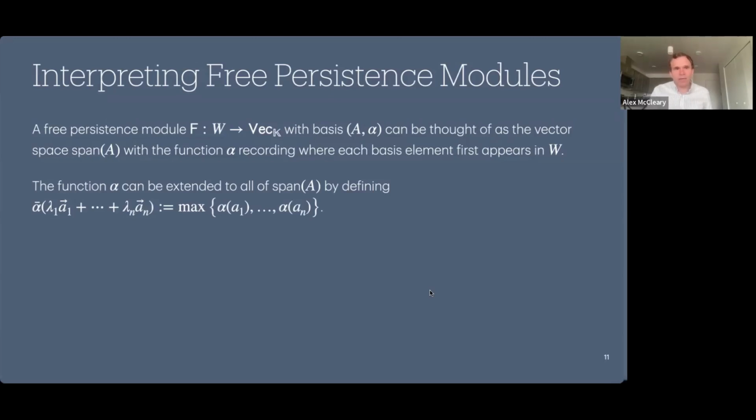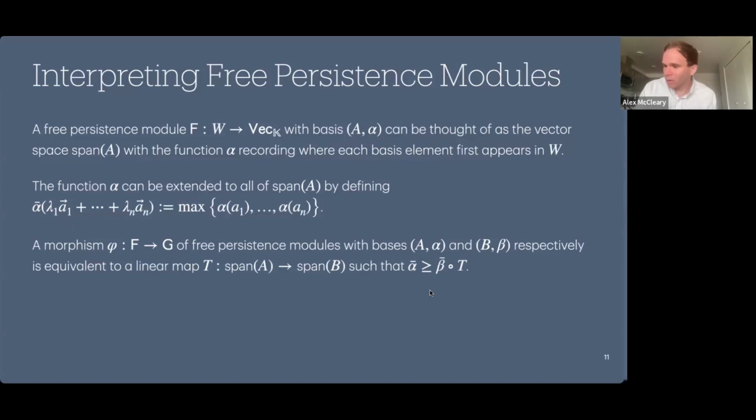Right now, alpha is only defined on the basis set, but we can extend it to the whole vector space. If we have a finite linear combination of basis elements, we can extend alpha to this linear combination by just taking the max of the locations of each of the basis vectors. And if we do this, morphisms between free persistence modules become quite nice.